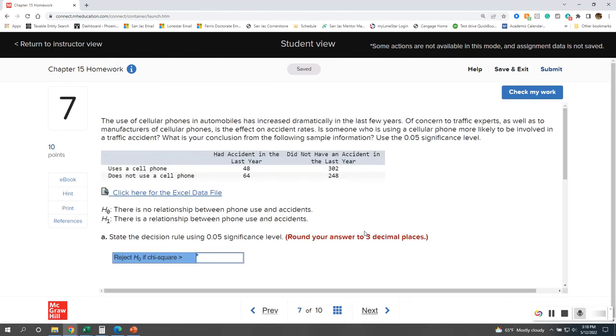Question 7. The users of cell phones and automobiles have increased dramatically in the last few years. Of concern to traffic experts as well as to manufacturers of cell phones is the effect on accident rates. Is someone who is using a cell phone more likely to be involved in a traffic accident? What is your conclusion from the following sample information? Use the 0.05 significant level.